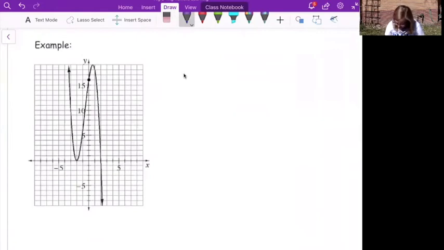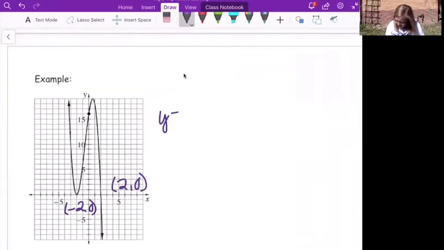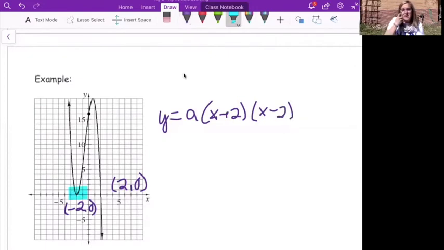So we have our x-intercepts of (-2, 0) and (2, 0). That gives us the equation y equals a times x plus 2 and then x minus 2. However, because of this bounce at -2, we want to have x plus 2 squared, because that bounce means that we're going to have that squared for that factor. So that is our first step, writing our equation with the x-intercepts and a.